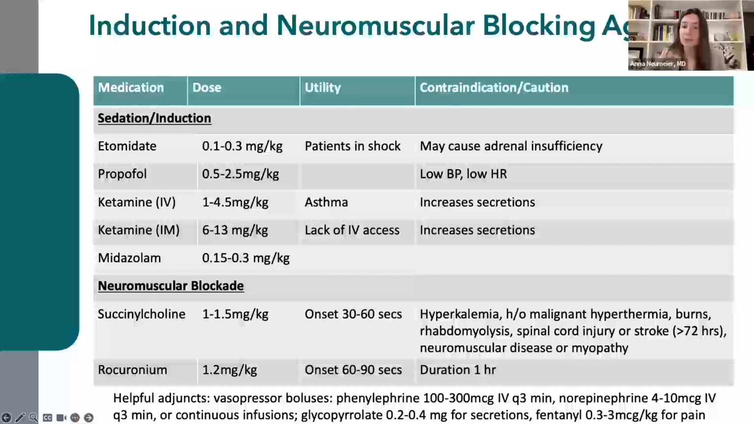Additionally, the presence of hyperkalemia is a contraindication to the use of succinylcholine due to the risk of worsening intracellular potassium release associated with the fasciculations. On the other hand, rocuronium, which is a non-depolarizing neuromuscular blocking agent, which does not have these side effects, is often preferential to use. However, it has a longer duration of action, which should be considered.